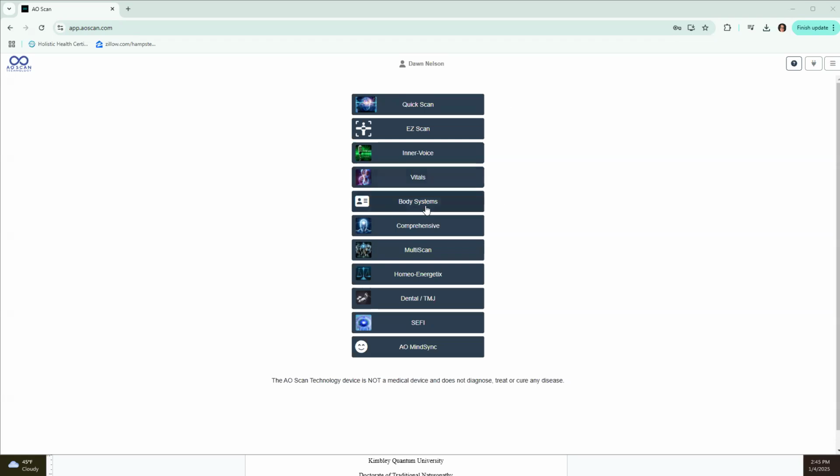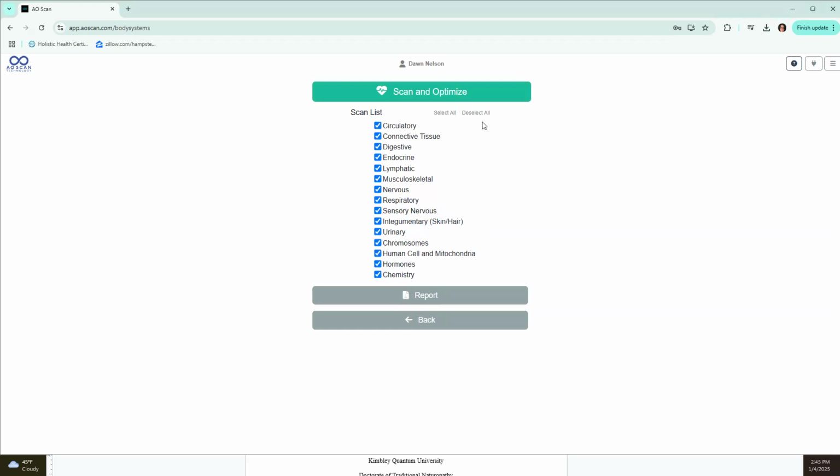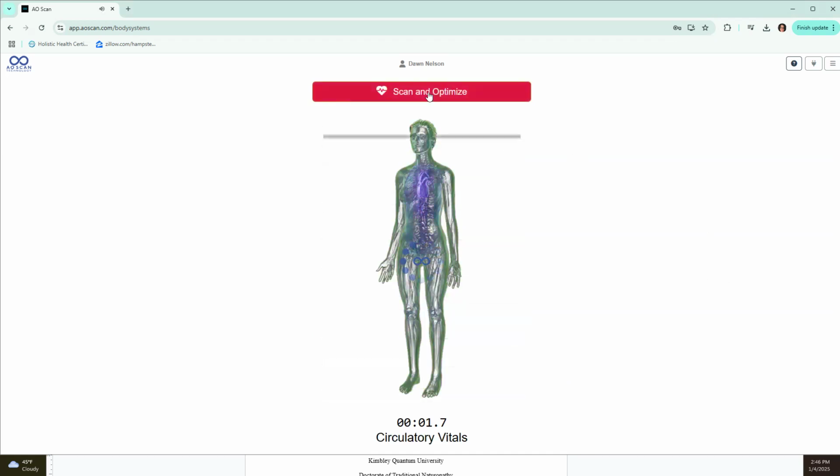All right, jumping right in, let's get to body systems. In body systems, you can deselect all and then select certain ones, or you can select all and run them. So let's do it. This is going to take a couple minutes, and that's okay. But it tells you at the bottom we're going through here, right? So circulatory, physical.